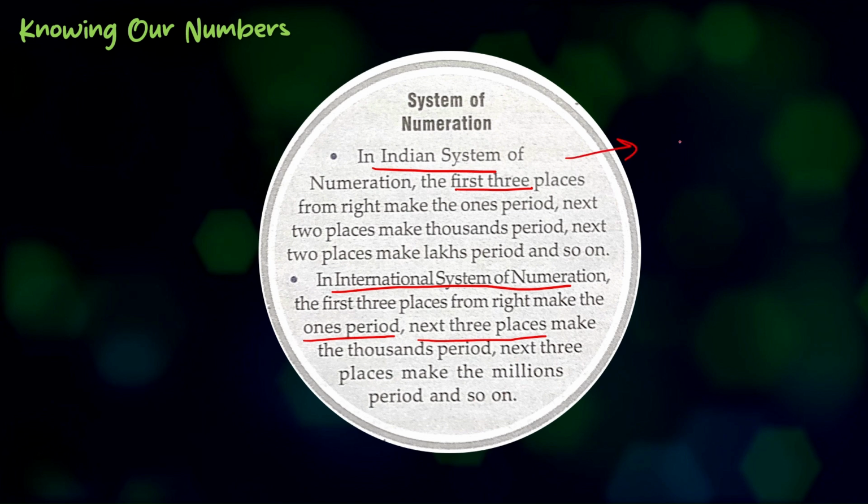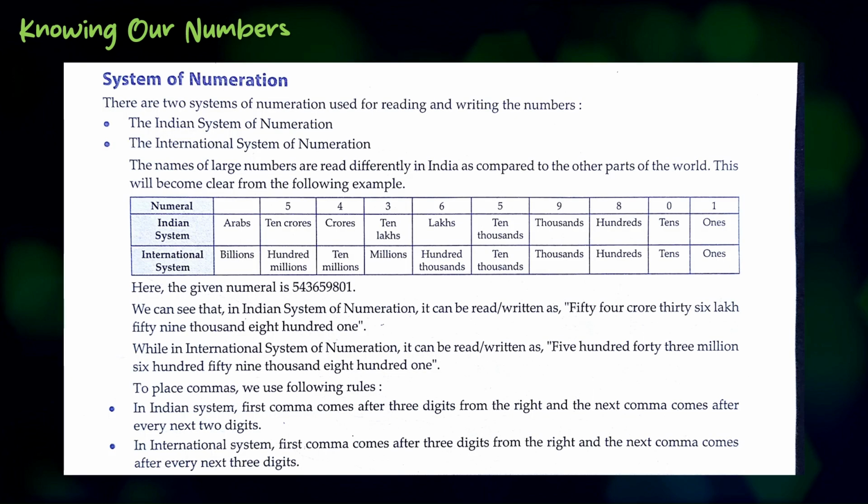So in Indian it is ones, tens, hundreds, comma, 1000, 10,000, comma, lakh, 10 lakh, comma. So we'll go with 2, 2, 2 numbers after the first 3 from the right. In the international system, it is ones, tens, hundreds, comma, and then they go with 3 more, comma, and then 3 more. That's how they go in the international system of numeration. We'll see this in detail.